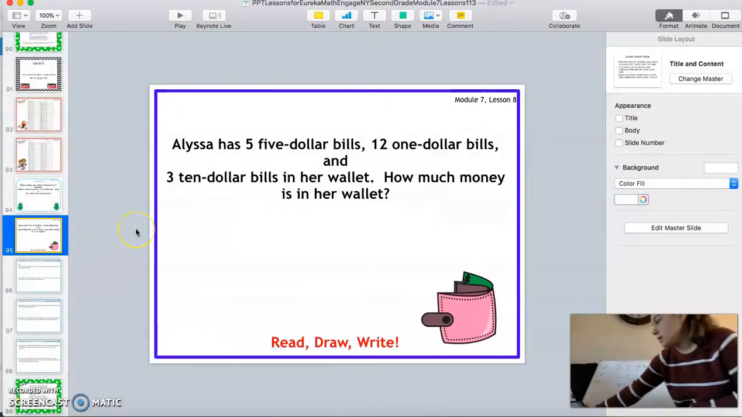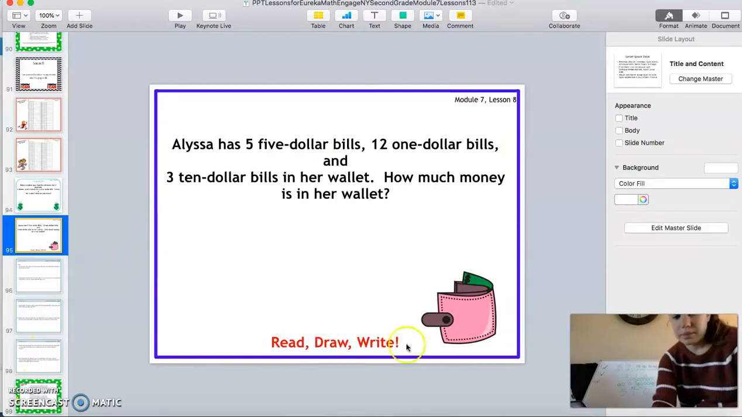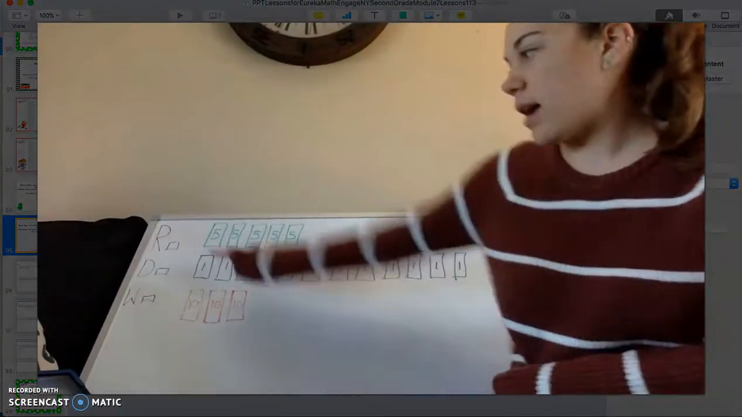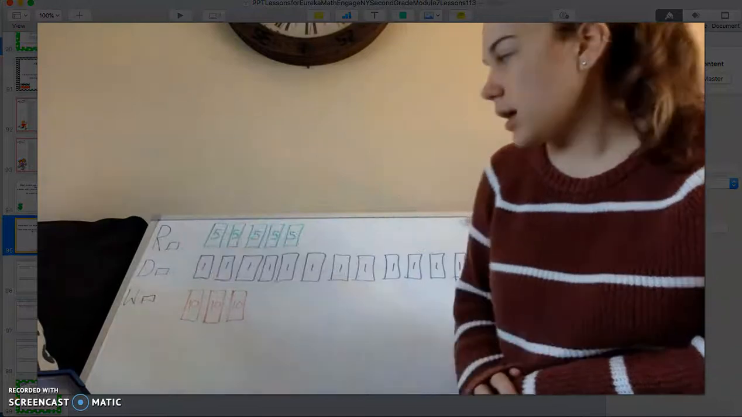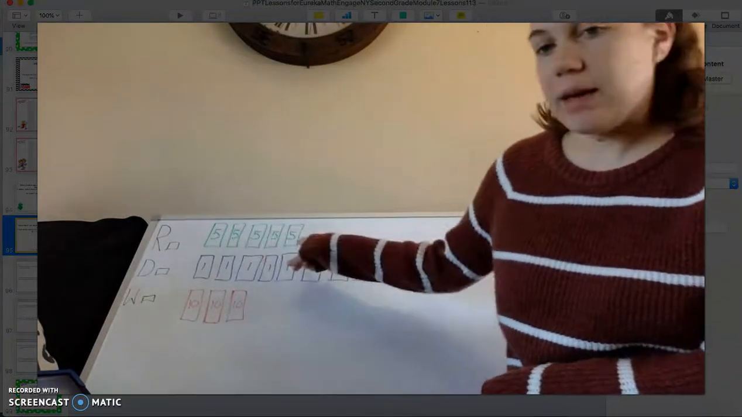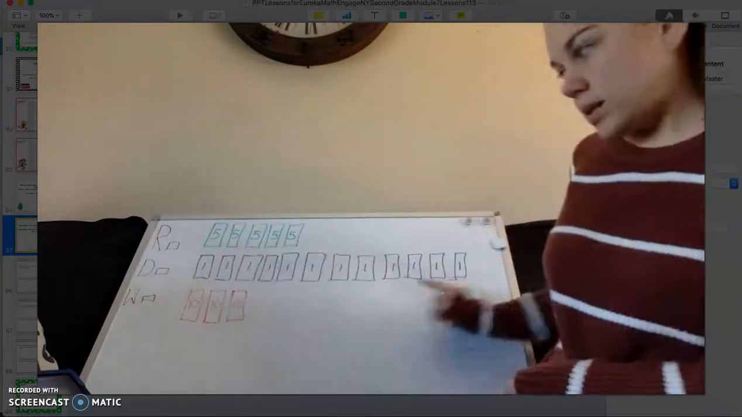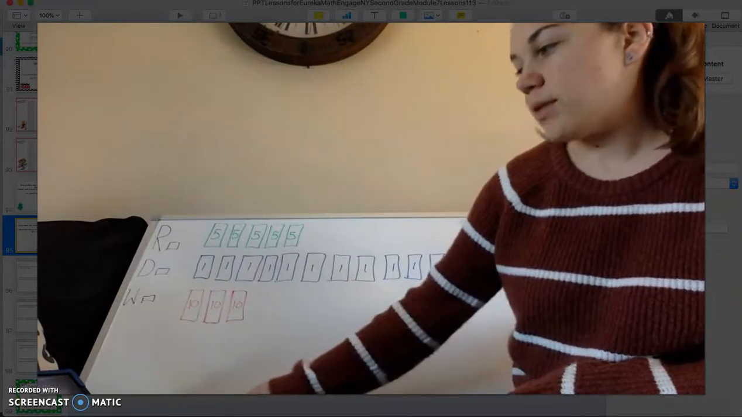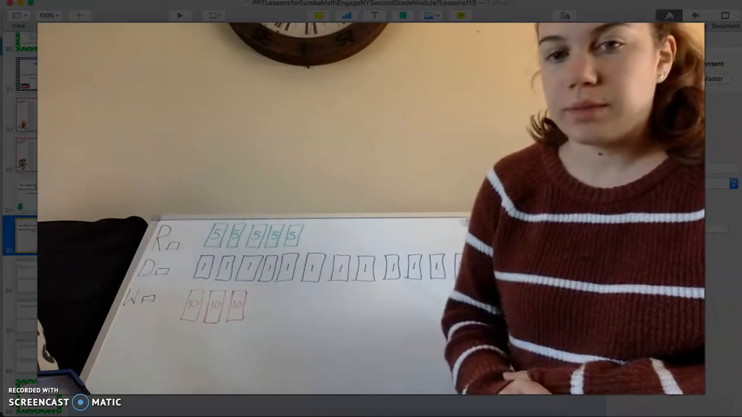So now we have our next word problem. It says Alyssa has five $5 bills, 12 $1 bills, and 3 $10 bills in her wallet. How much money is in her wallet? Well, let's zoom out and we're going to work on that one today. Okay, so on my board, I have my read, draw, write checklist. I have my 5 $5 bills, my 12 $1 bills, and my 3 $10 bills.